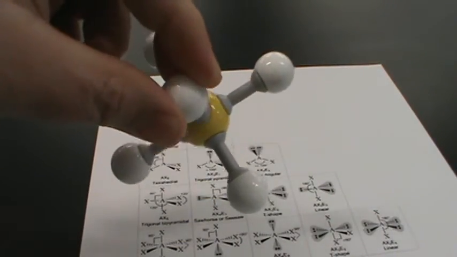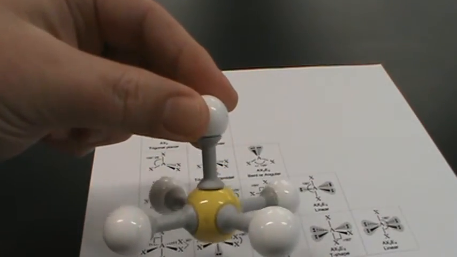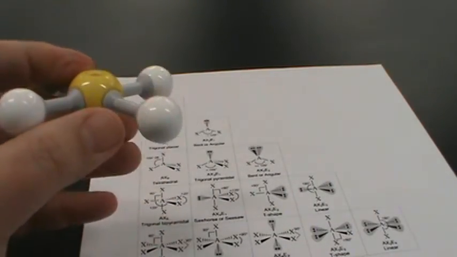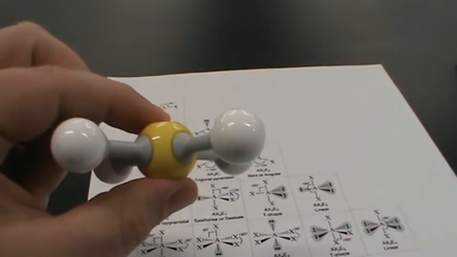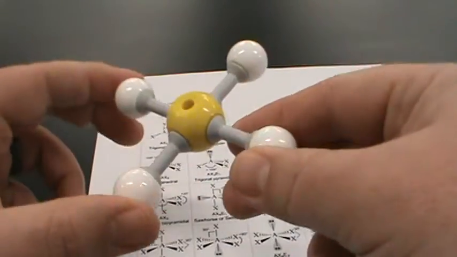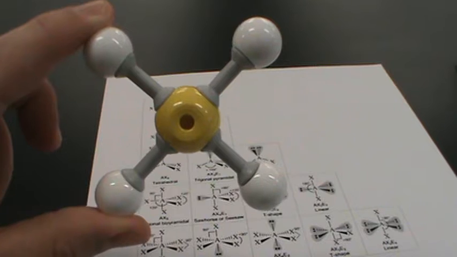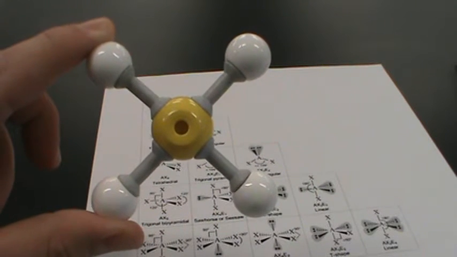Square pyramidal, so a square-based pyramid. Square planar. Now, the way that I drew the square planar on the paper is that we got 2 atoms coming out towards you, 2 going away. So it would look like this. Now, if we had an overhead view of square planar, then we can see the outer atoms being in the same plane as the central atom.